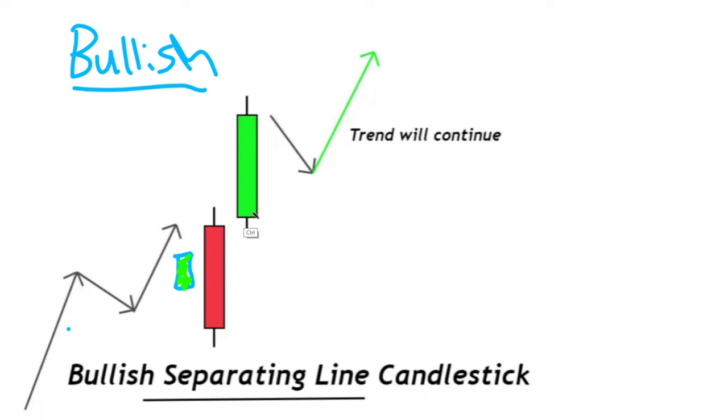The Morning Star consists of 3 candles. The first candle is a strong bearish candle. So this one indicates that the bears are still in full control of the previous downtrend. The second candle is a small green one. And one important aspect about this green candle is that we want to see a gap here in between the real body of the previous red candle and the new green candle.